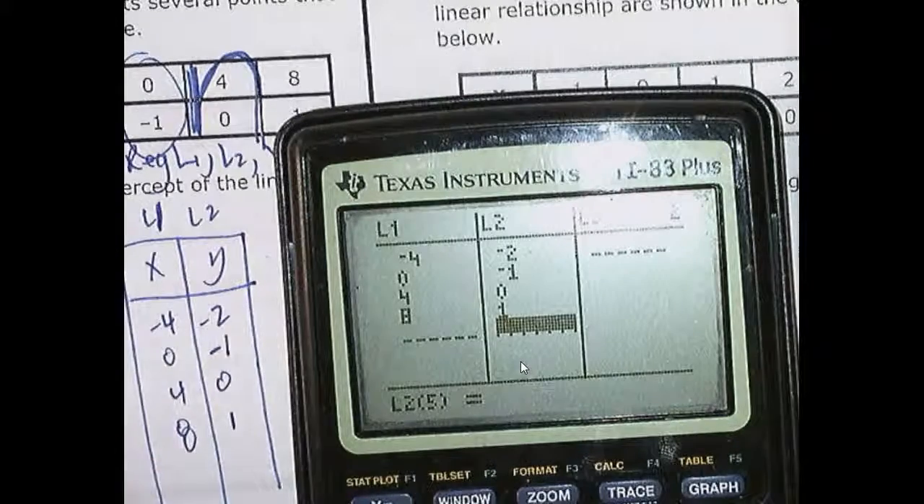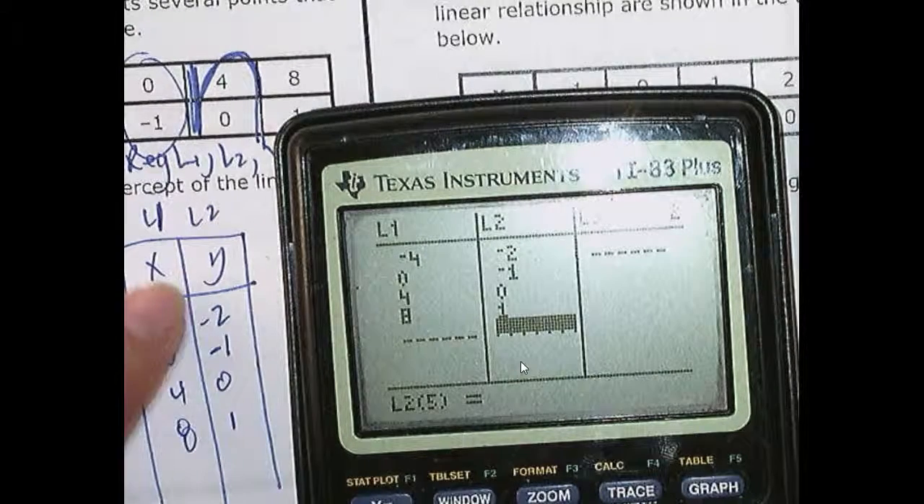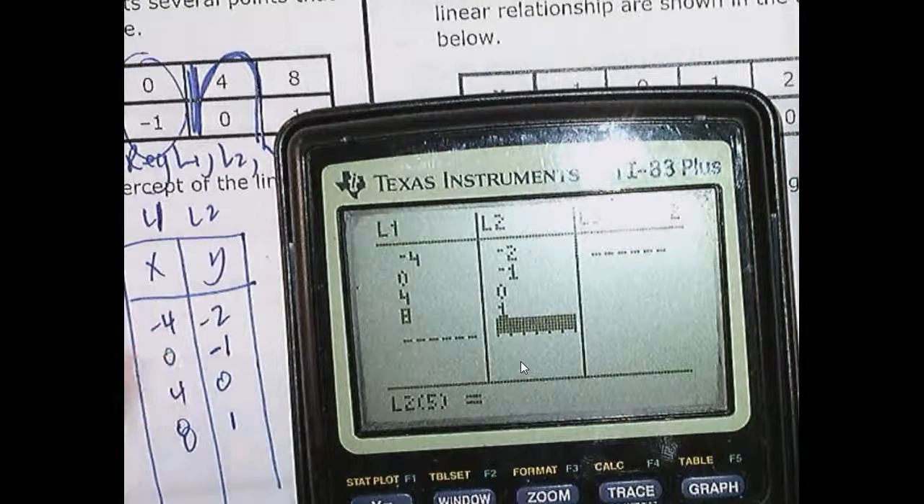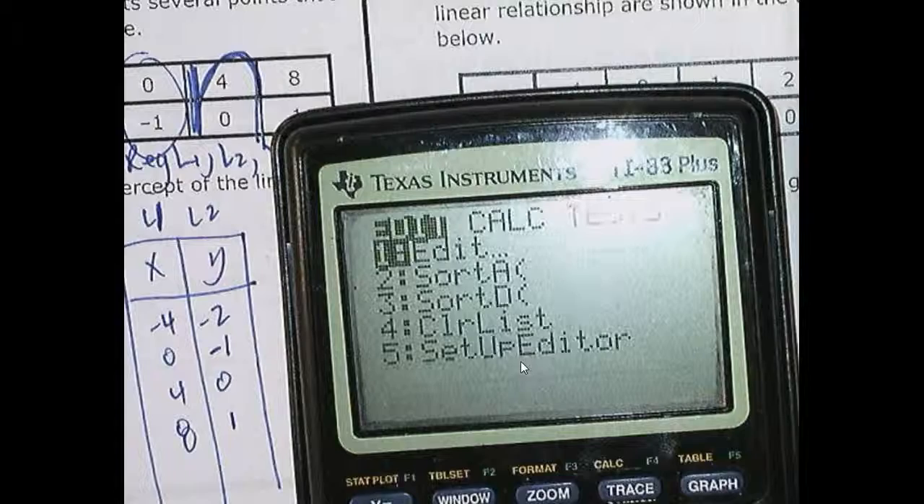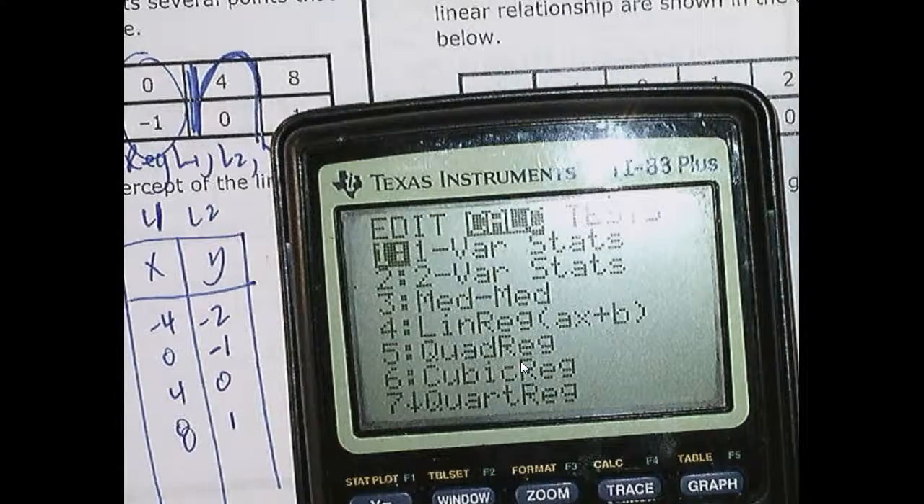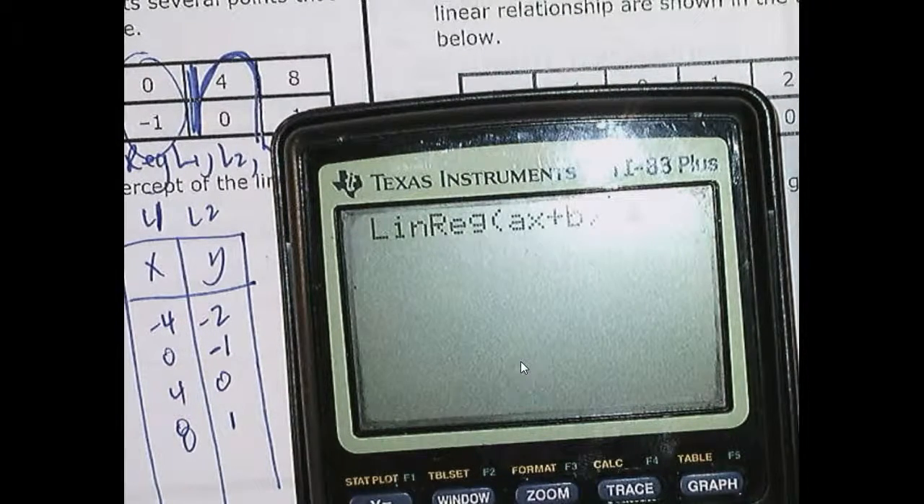So you should have negative 4, 0, 4, 8. I do. And then I should have negative 2, negative 1, 0, and 1, and I do as well. So then you're going to go to what? I'm doing LinReg, right? So STAT, CALC, 4. There's LinReg. List 1, that's second one, by the way, comma. List 2, that's second one. By the way, if you forget the comma, you're going to be leaving that check mark off too.